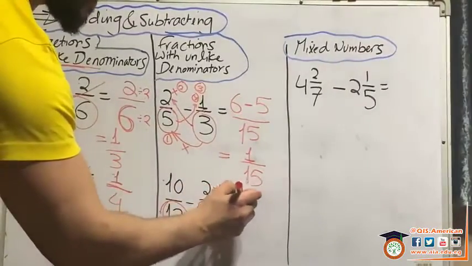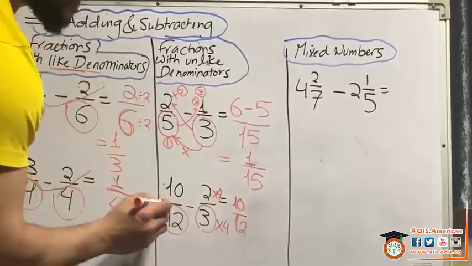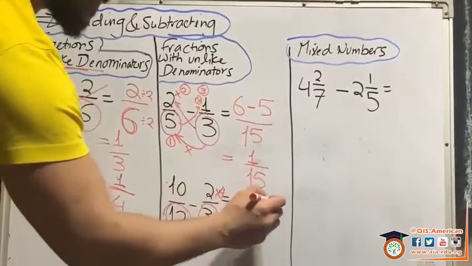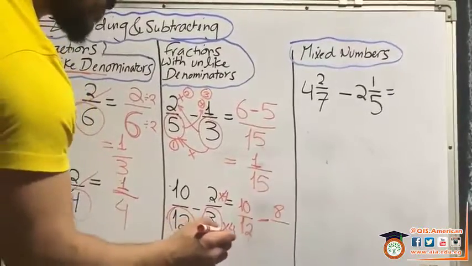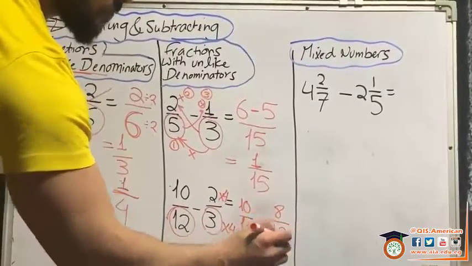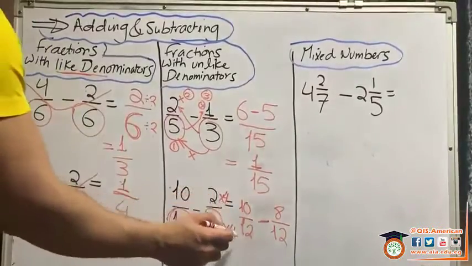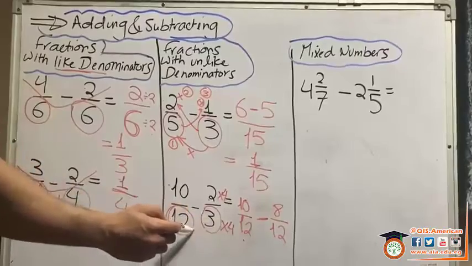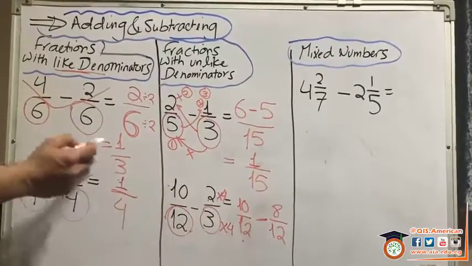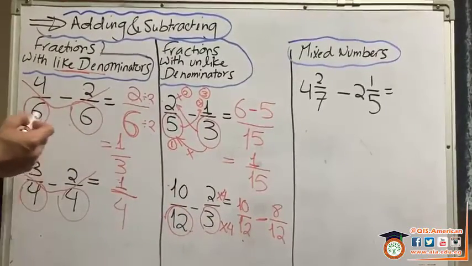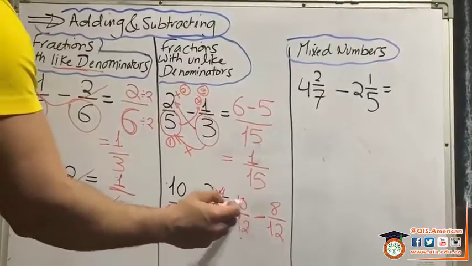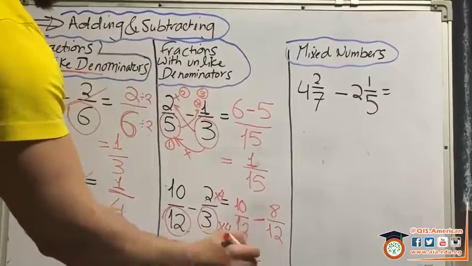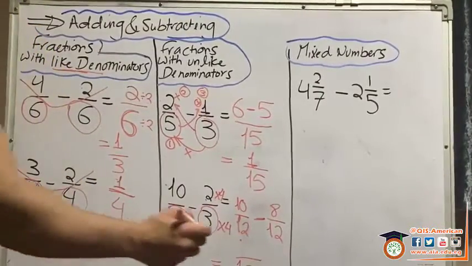So it gives me a 10 over 12. The 10 over 12 stays as it is, minus, okay, this one, 2 multiplied by 4 is 8, so it's 8 above, and 3 multiplied by 4 is 12, so it's 12 below. So I have a 10 over 12 minus 8 over 12. See, I managed to switch this subtraction into a like denominator subtraction. The over 12 is going to stay as it is. And what's a 10 minus 8? It's 2.